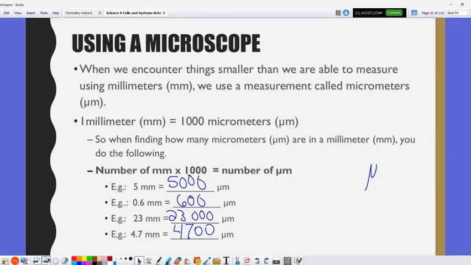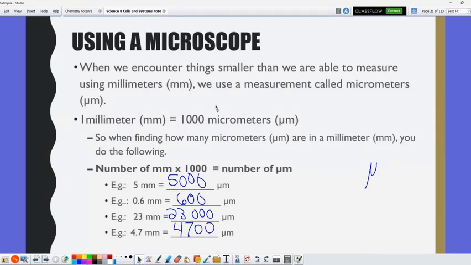And when we encounter things smaller than we're able to measure using millimeters, we use a measurement called micrometers. 1 millimeter equals 1,000 micrometers. So as you change from millimeters to micrometers, you multiply by 1,000. We saw the field of view for a low power is 4 millimeters, so it would be 4,000 micrometers, and for a medium powered lens, it's about 1.5 millimeters, so you can see about 1,500 micrometers.